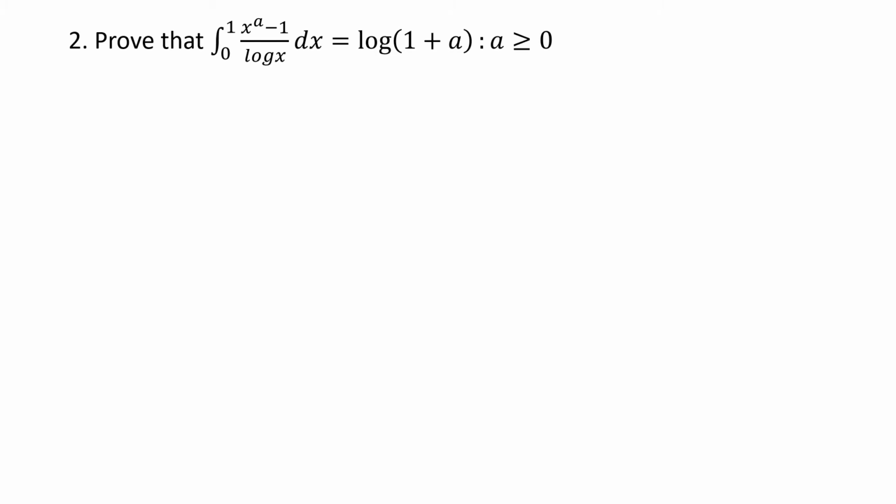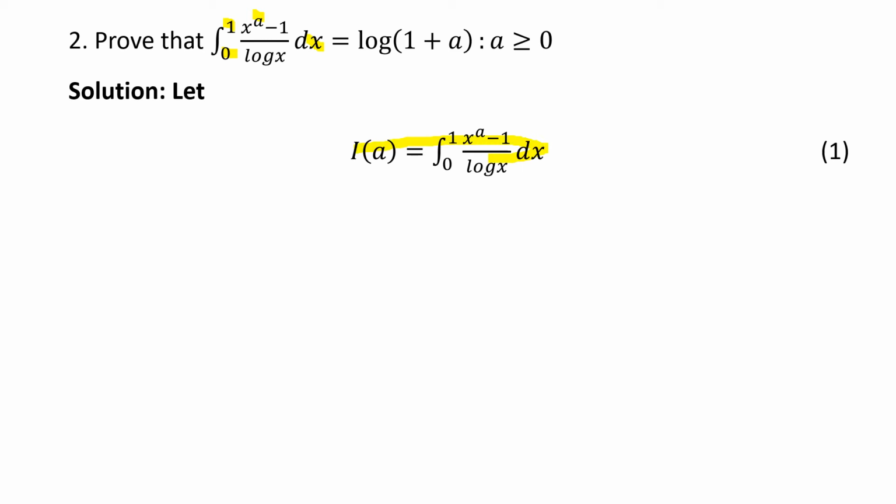So you can see easily here, the integral has limits 0 to 1. So the limits are constant, and one parameter a is there other than the variable x. So we have to apply here the differentiation under integral sign rule 1. To evaluate this integral, first we will assume it as I of a. So let I of a be equal to the integral from 0 to 1 of (x^a minus 1) upon log x dx.